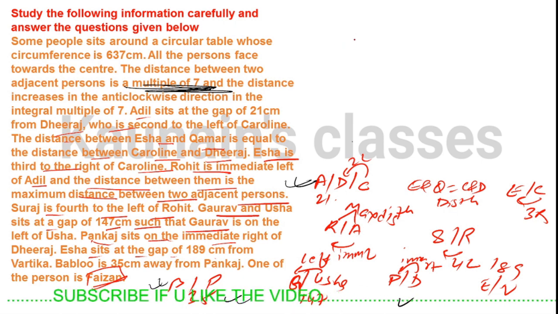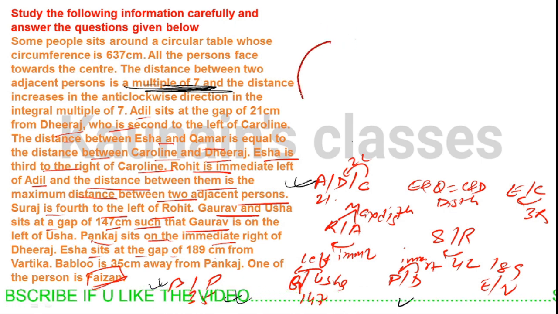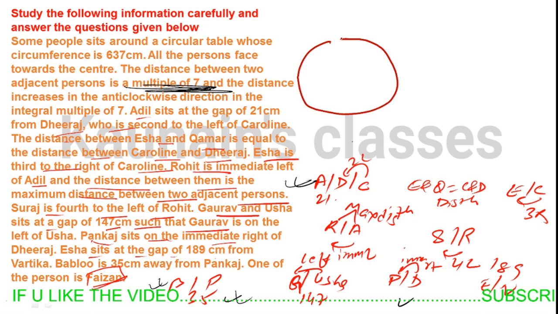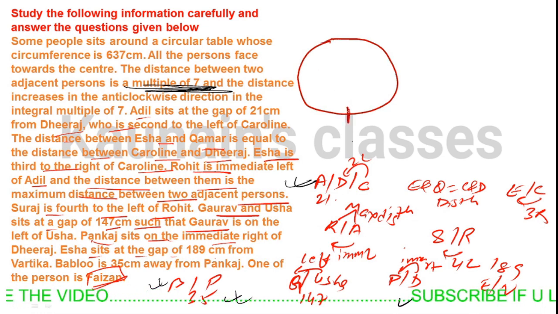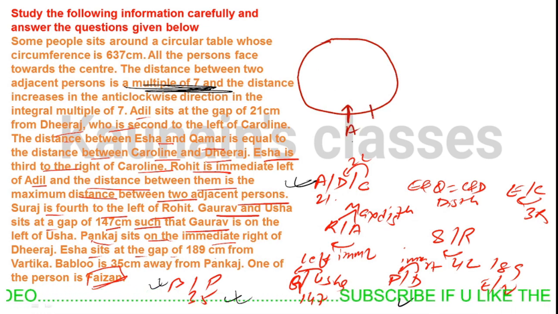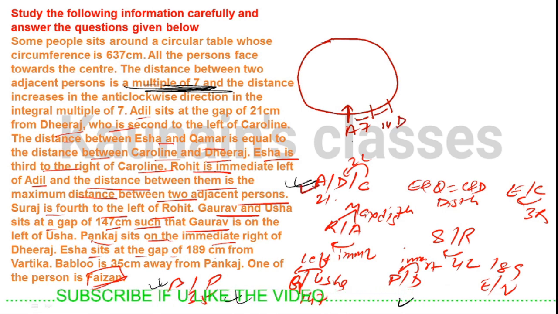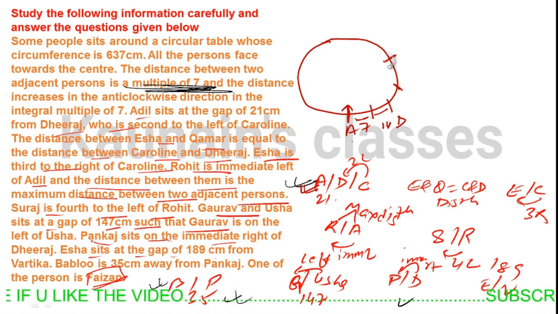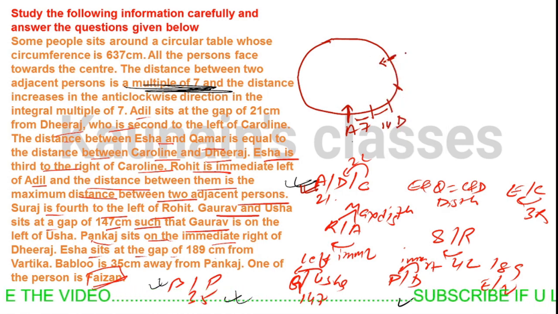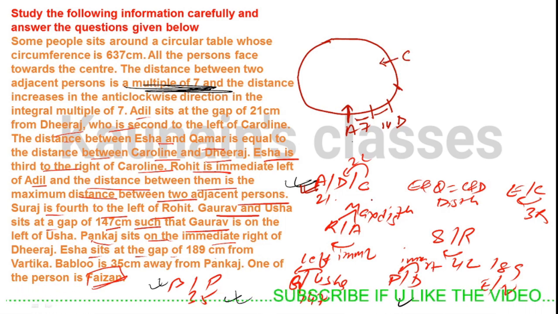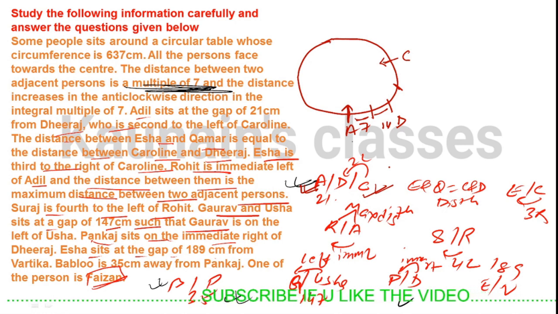Okay, so this is our circle. A is facing inside, then here this distance is 7 and this distance is 14, and D is here. So the distance between A and D is 21 centimeter. D is second to the left of C, first left and second left. C is here, first left, second left, D is here. Okay, we have utilized this hint.